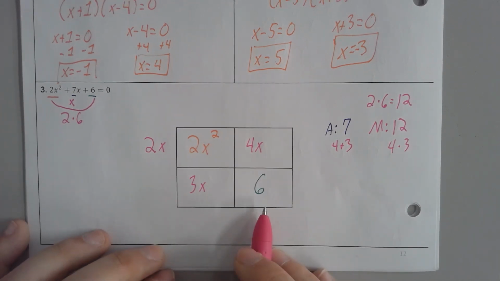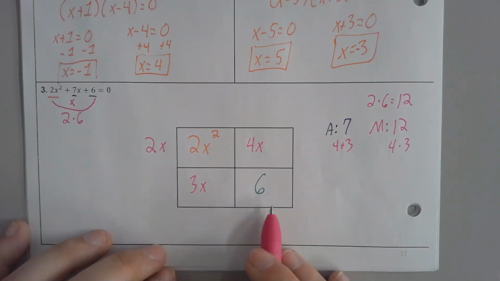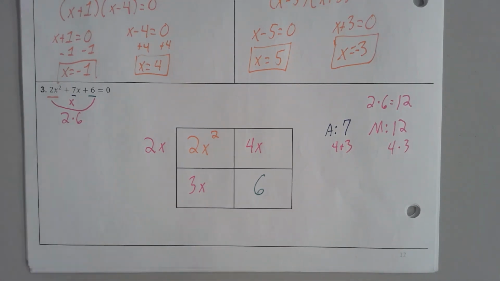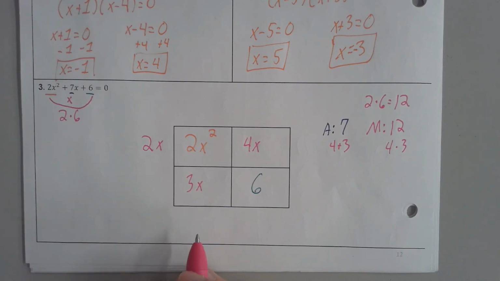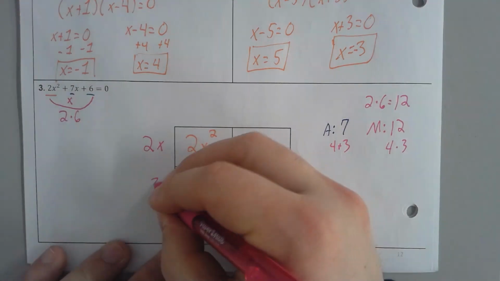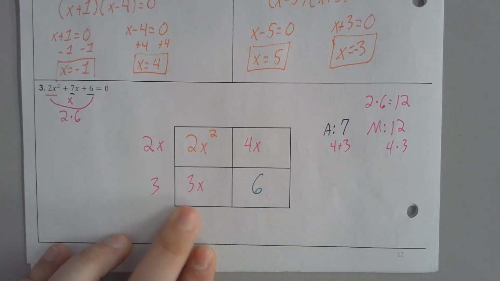So let's move to the bottom row. We've got a 3x and a positive 6. What's our greatest common factor there? Three x and 6. Anybody got a wild guess? Hey, there we go. So 3 is the greatest common factor of 3x and 6.